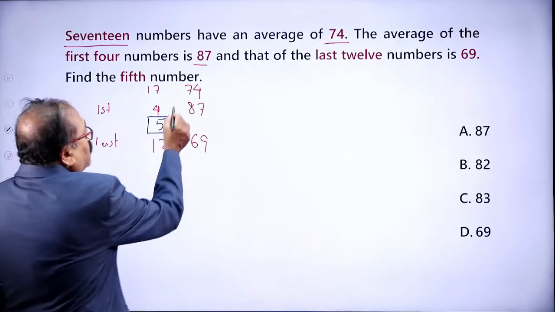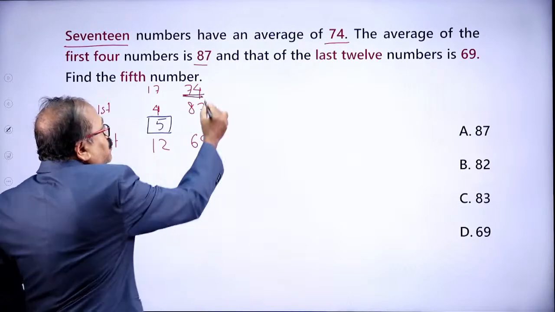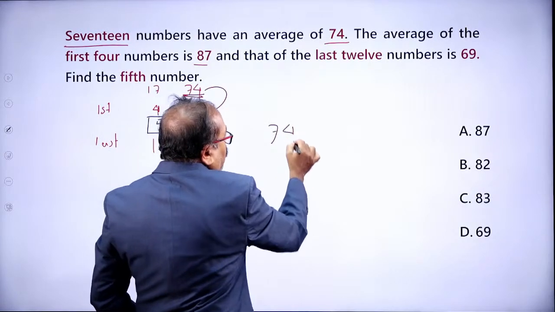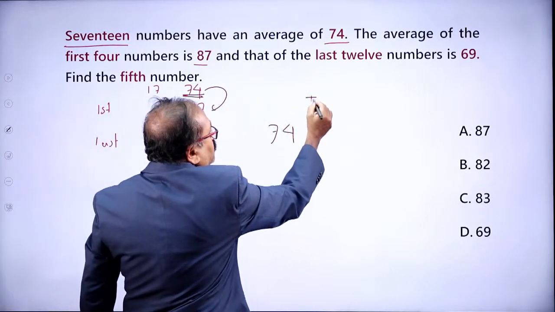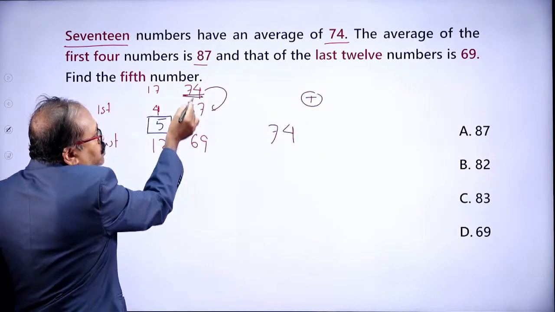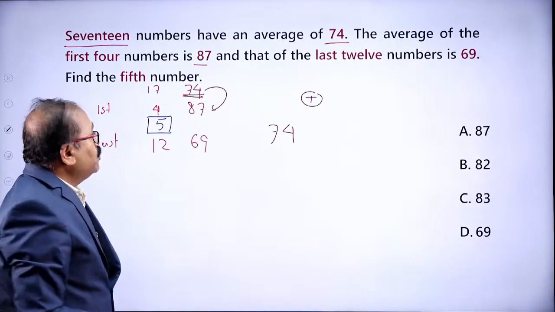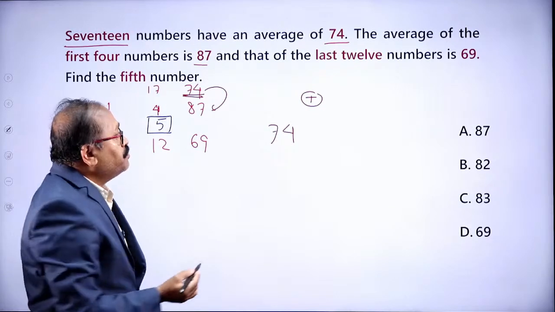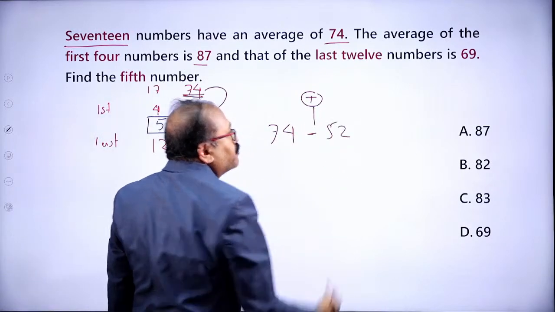Look at this one. My overall average is 74 and the first 4 numbers' average is more. So let's first write down my overall average, which is 74, and this average is how much more? I notice that this average is 13 more. 13 more for how many numbers? 4 numbers. 13 into 4 is 52. So the sign will change over here: minus 52.